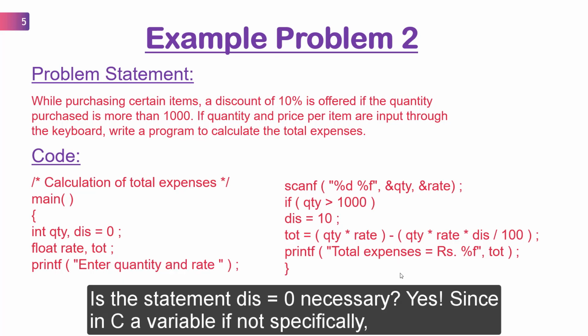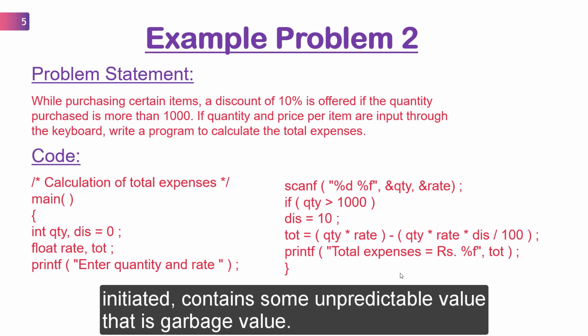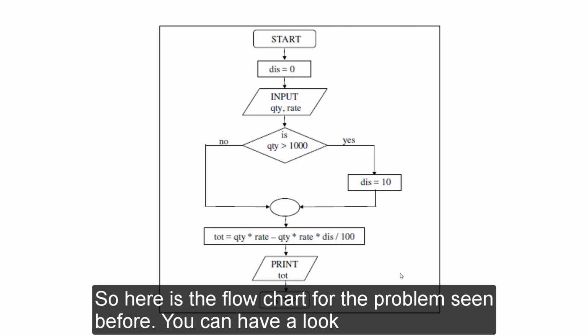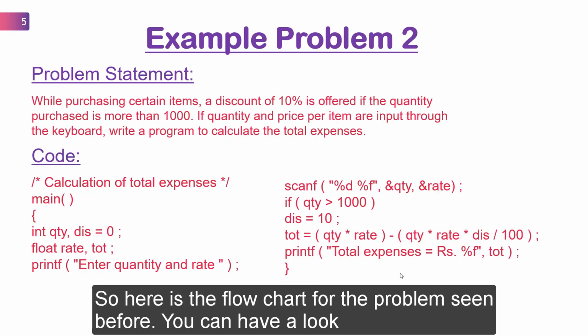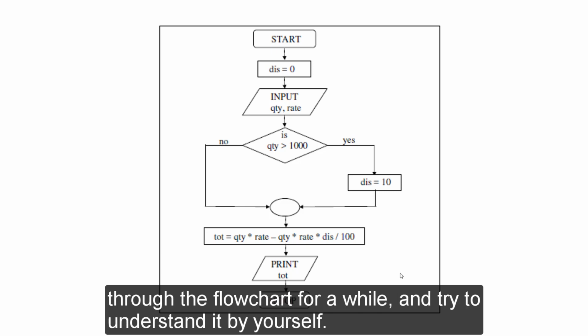Is the statement dis equal to 0 necessary? Yes. Since in C, a variable, if not specifically initialized, contains some unpredictable value, that is, a garbage value. So here is the flowchart for the problem statement seen before. You can have a look through the flowchart for a while and try to understand it by yourself.